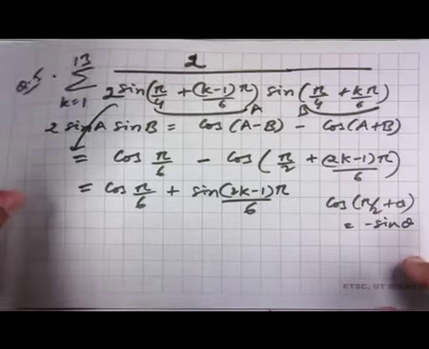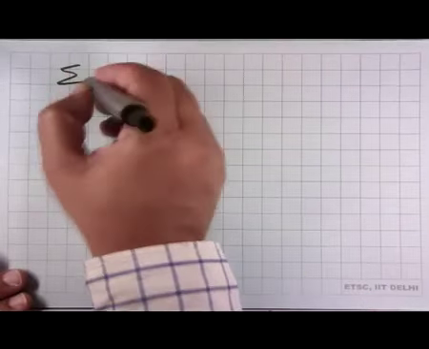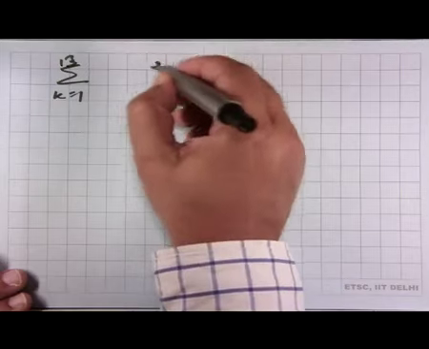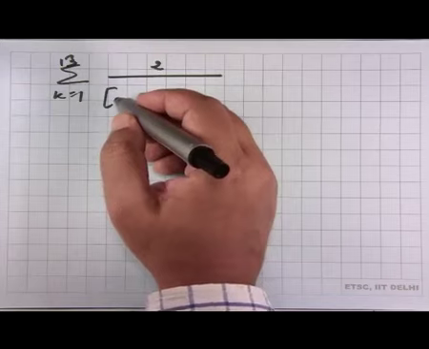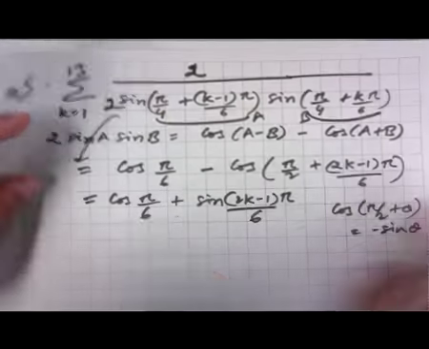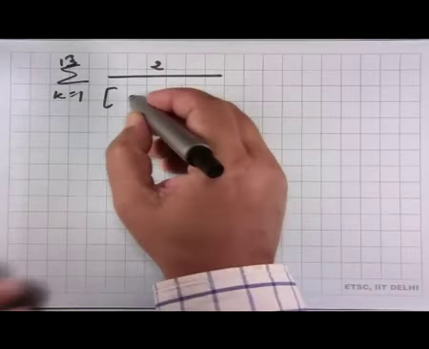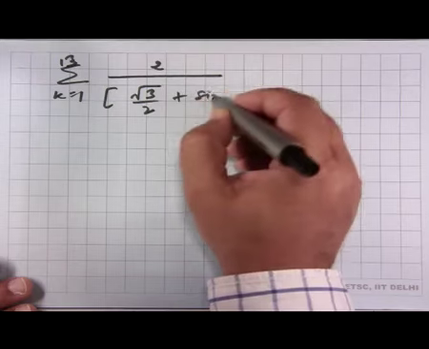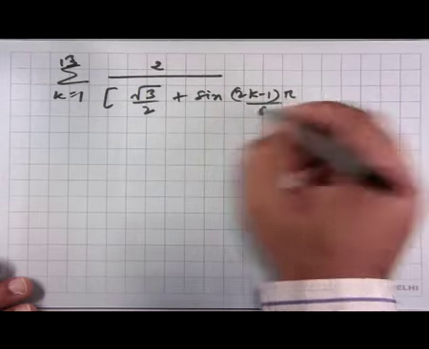And therefore, this entire summation simply becomes the summation for k equal to 1 to 13 of 2 over. Now, cos(π/6) is nothing but √3/2. So, we write that here directly, and then plus sin((2k − 1)π/6).